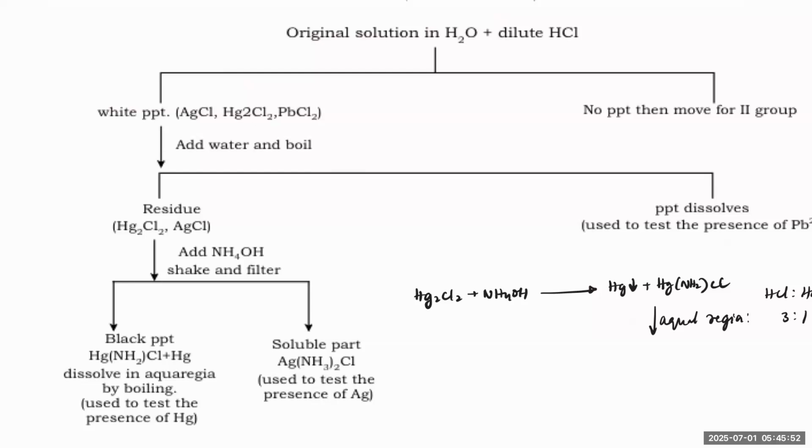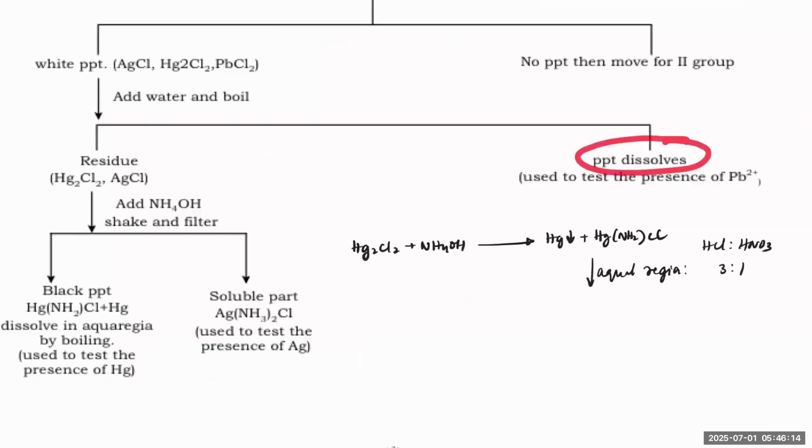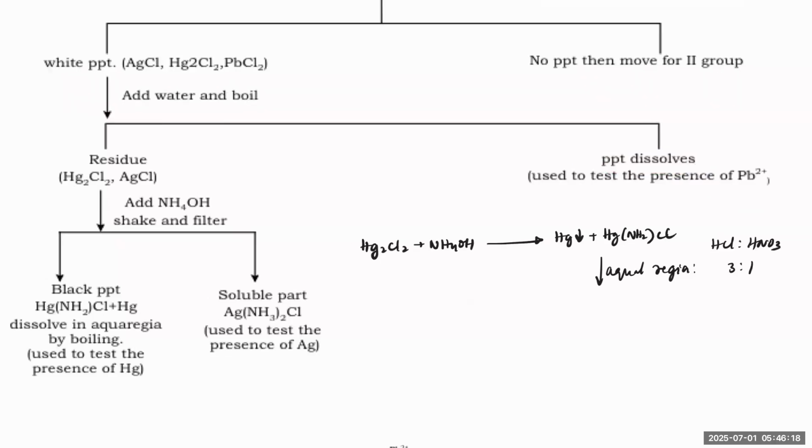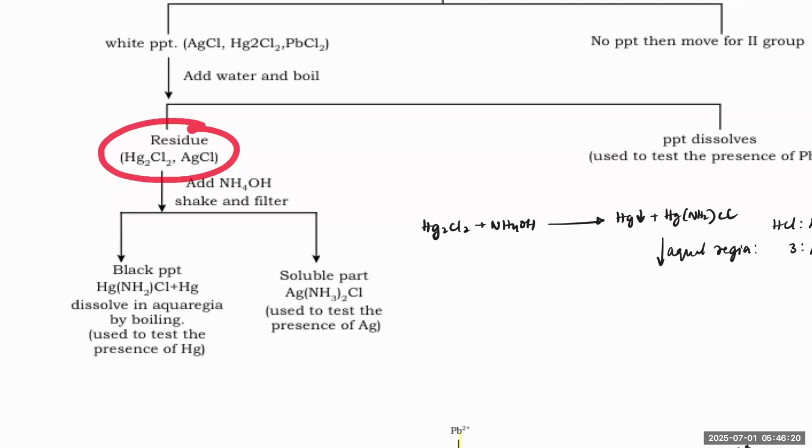Now to differentiate these metal ions, we add a small amount of water and boil it. On boiling, if the residue still remains, that means the precipitate is not getting dissolved. Probably it is Hg2Cl2 and AgCl. If it is getting dissolved, it has to be Pb2+. Pb2+ will get dissolved easily, and this is how you can separate Pb2+.